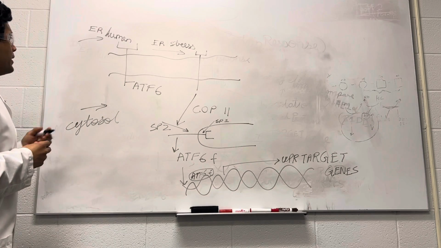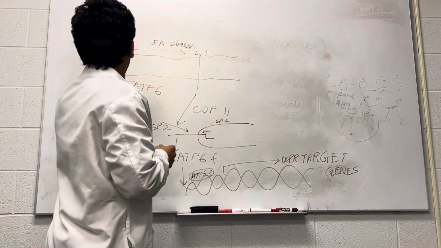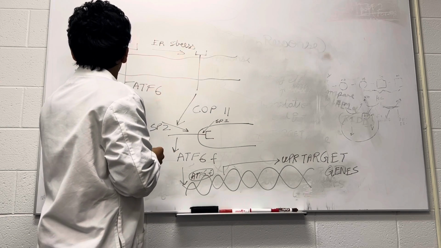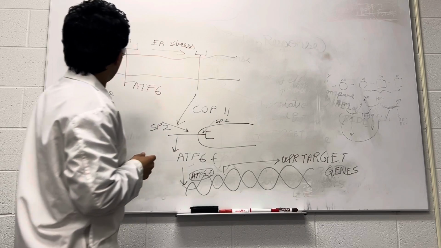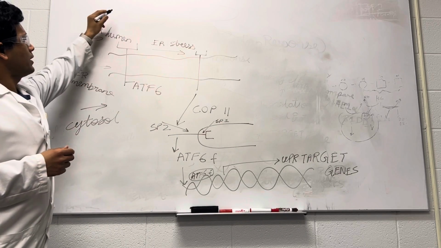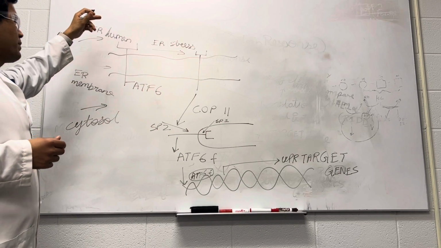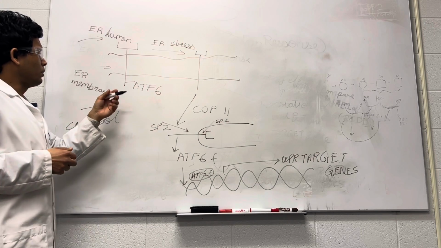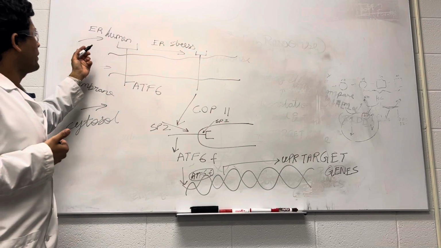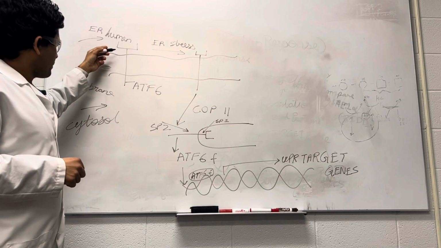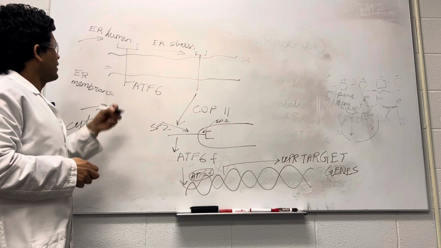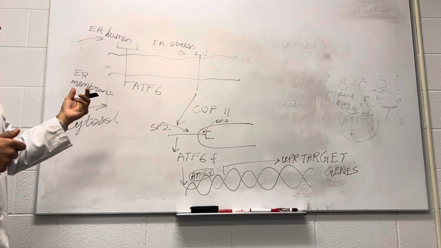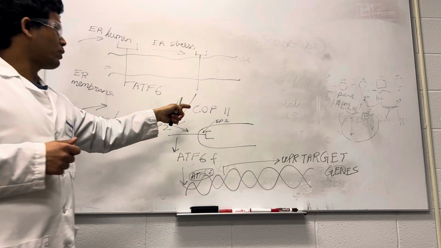So what is happening in this? This is the ER membrane, and this part is the ER lumen, that is within the endoplasmic reticulum, and this part is outside the lumen, that is the cytosol. Usually in the normal condition, ATF6 is present at the ER membrane. However, when stress is observed, this ATF6 is transported by COP2.